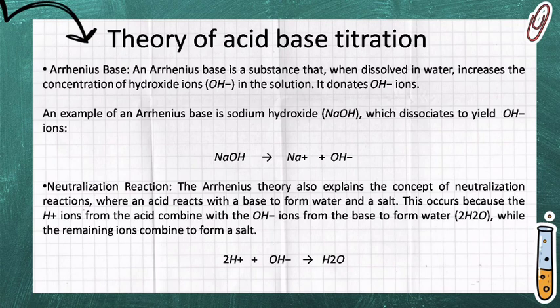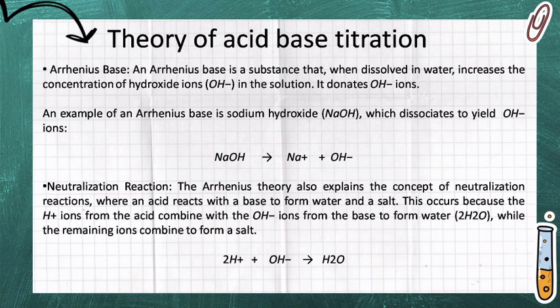C. Neutralization reaction. The Arrhenius theory also explains the concept of neutralization reactions, where an acid reacts with a base to form water and a salt. This occurs because the H+ ions from the acid combine with the OH- ions from the base to form water, H2O, while the remaining ions combine to form a salt.